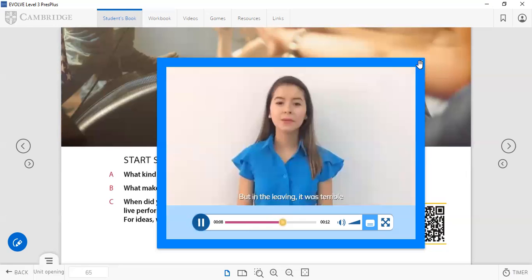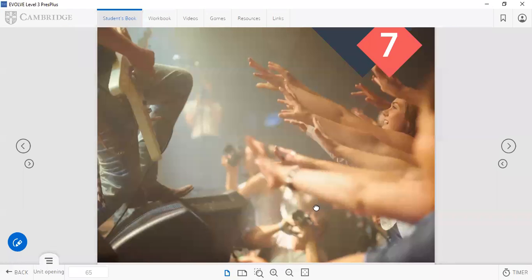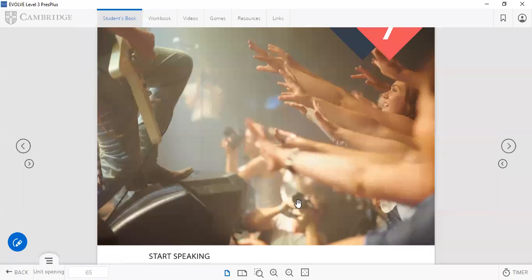Crowded in this sense means muy concurrido, like concerts, soccer games, or something like that. That's the only thing that you have to do in this activity.